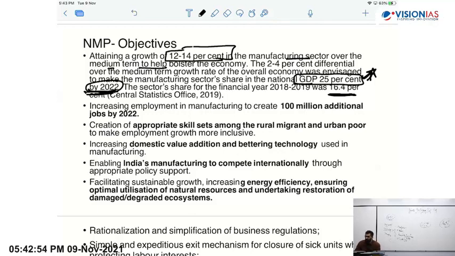Another important fact: the objective was to create 100 million additional jobs by 2022. Now you see, the 1991 policy talked about deregulation, delicensing, dereservation, and a lot of other things, but did not talk about jobs. So now you have certain features coming up because we have seen that we missed out on the employment potential. The jobless growth comes from here, because after 91 we did not focus on the sectors.